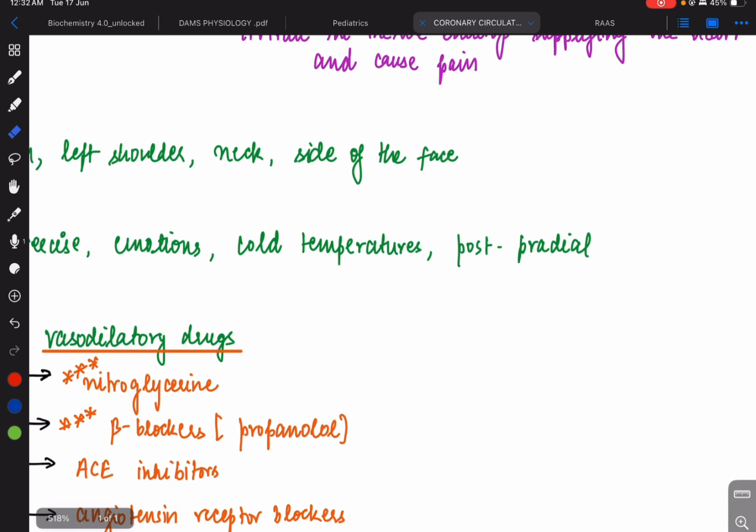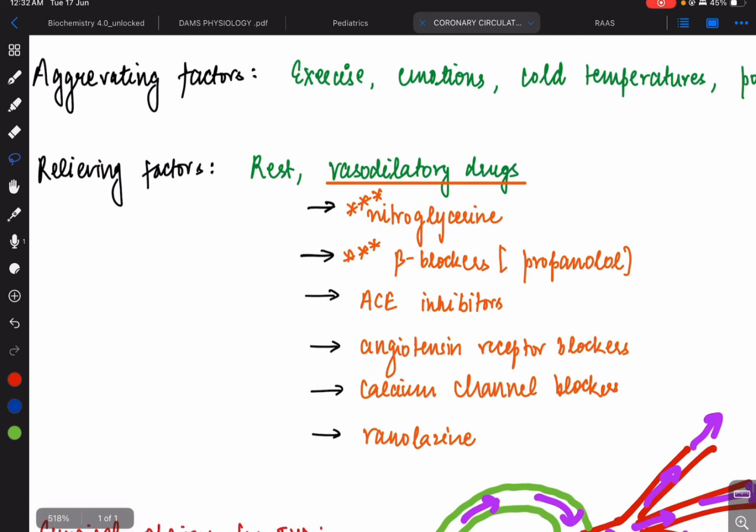In case of postprandial, that is after eating food, we see that most of the blood is being shunted to the bowel, right? Because we need to absorb the nutrients, the digested food, and hence there is decreased blood supply to the heart at that point of time, and it aggravates the anginal pain, right? So what are the relieving factors?